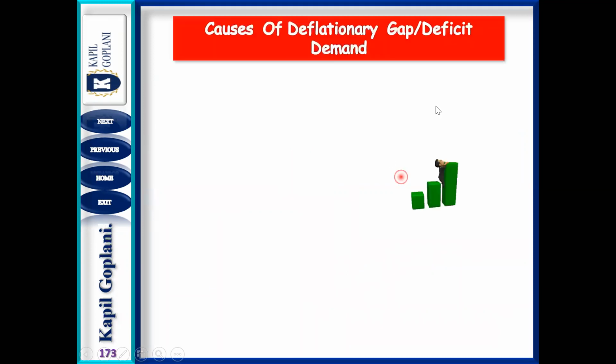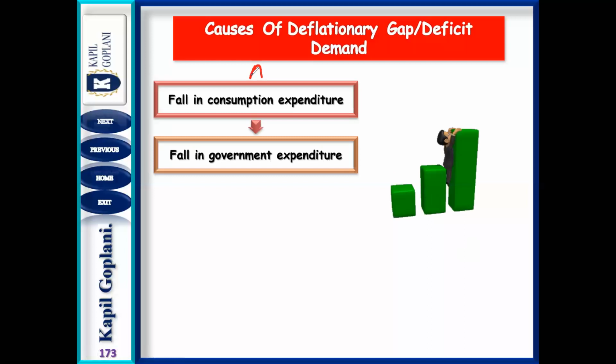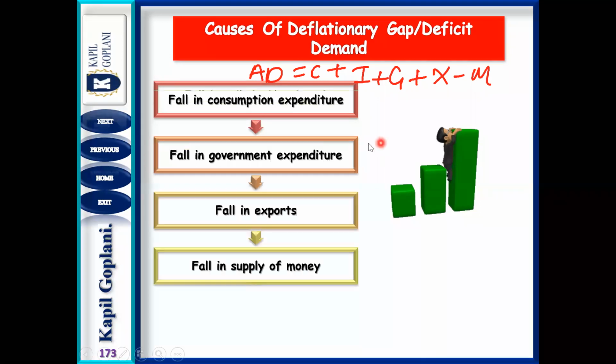Okay, now moving on to the causes of the deflationary gap. What can be the possible causes? You have already seen the causes of inflation, so the opposite will be the causes of deflation. Similarly, take the example of the AD formula, C plus I plus G plus X minus M. When there was inflation, every component of AD was increasing. But now it will be opposite. Every component of AD will start falling.